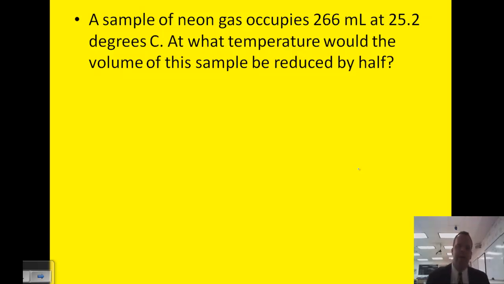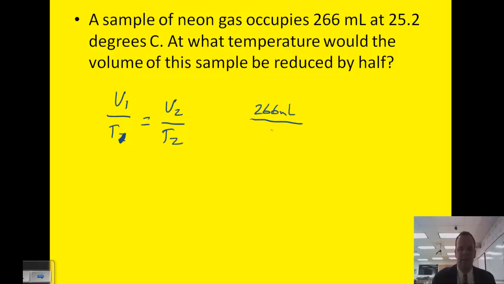A sample of neon gas occupies 266 milliliters at 25.2 degrees Celsius. At what temperature would this volume be reduced by half? So V1 over T1 equals V2 over T2. So our volume, 266 milliliters. Our temperature, we have to add 273 to make it in Kelvin. So this will be 298.2 Kelvin. Half the volume, 133 milliliters, over T2.